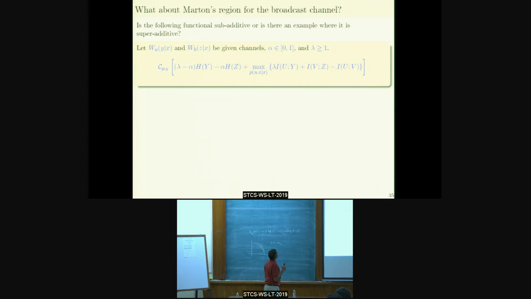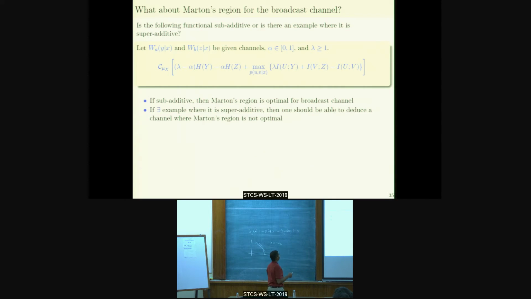For Martin, if you look at this, what you want to ask is whether the following function is subadditive. You take an alpha in [0, 1], and for every x you take the maximum over P_UV given x of lambda I(U;Y) plus I(V;Z) minus I(U;V). And you take the upper concave envelope; now it's a function of P of x because the channel is fixed and there are no auxiliaries anymore. I removed the auxiliaries by taking the maximization. You take the upper concave envelope with respect to the distribution on x. I'm asking whether this is subadditive. If it is subadditive, then Martin is optimal. And if it's superadditive, then you should be able to get a channel that is a counterexample. So really the optimality of Martin is just testing the stability of this.